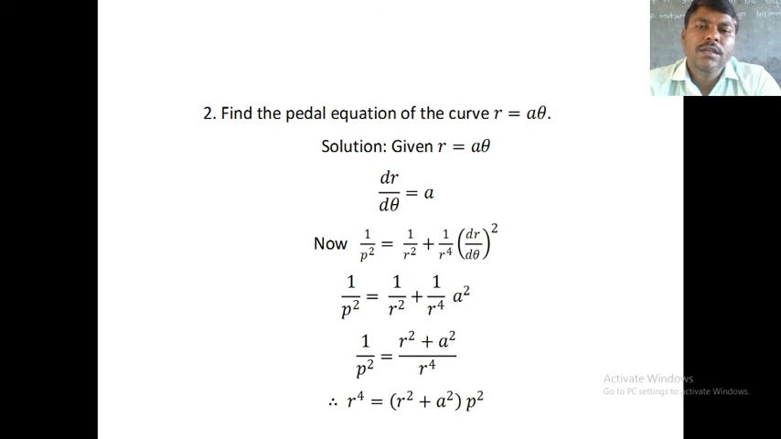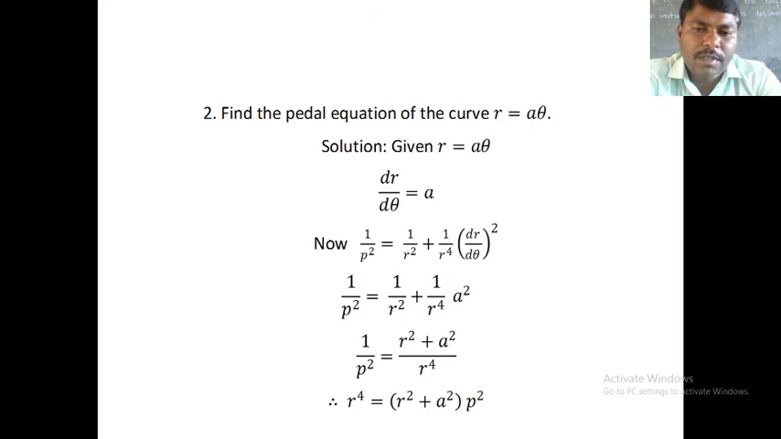Next, we take one more curve, that is r is equal to a theta. Solution: again differentiate with respect to theta, so the derivative of r, dr by d theta, is equal to a.